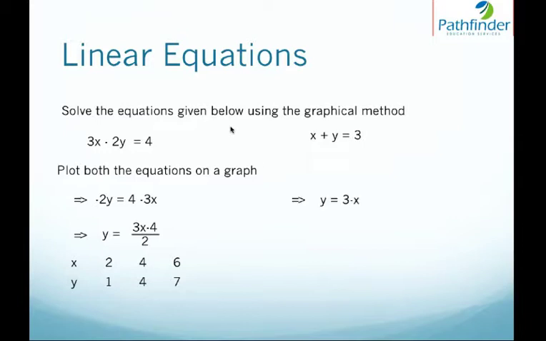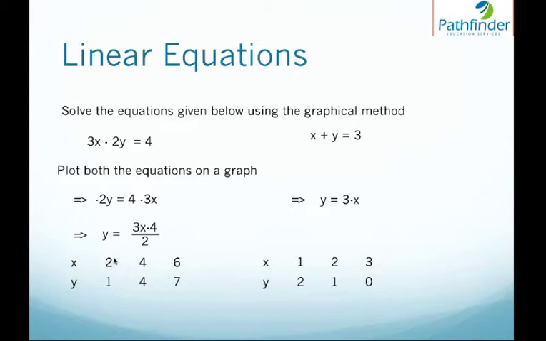In case of the second equation, we rewrite it as y is equal to 3 minus x, and once again calculate some values of x and y which will satisfy this equation. If I write x is equal to 1, we'll get the value of y from this equation as 2. If x is equal to 2, the value of y must be 1. So once we have some sets of values for x and y for both the equations, it is very easy to draw the lines. Let us draw the lines.